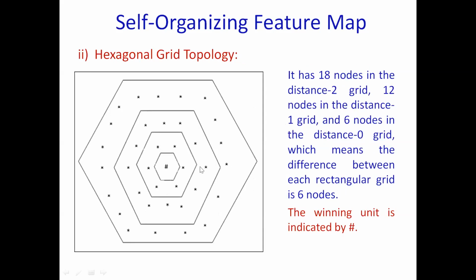Now, if you look at the hexagonal grid topology, some self-organizing feature maps work in this manner: here you can see this is the winning unit. This is the distance 0 grid, where we have 6 nodes in the hexagonal shape. In the distance 1 grid, we have 12 nodes. In the distance 2 grid, we have 18 nodes. In that fashion, the difference between each grid is 6 nodes.